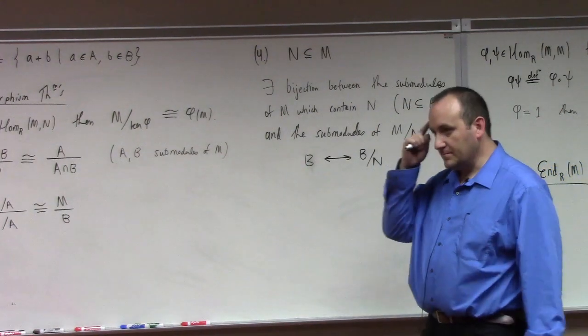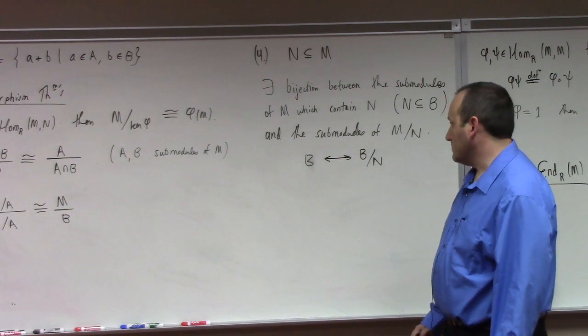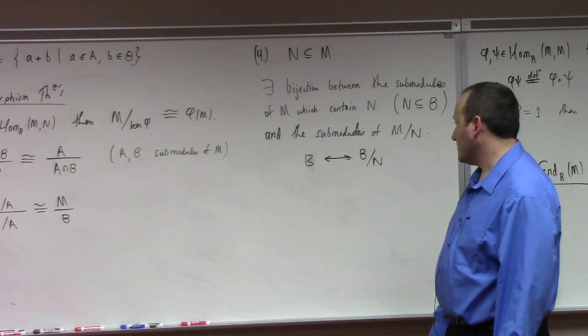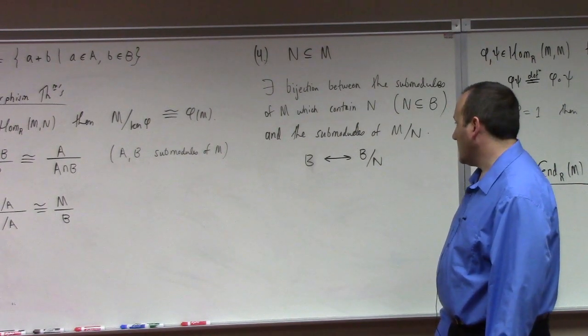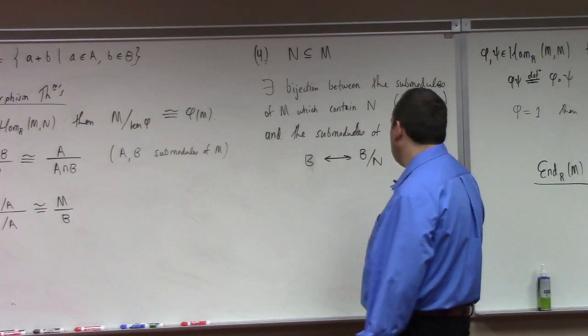I'm just making sure: bijection, that would mean then it's not an isomorphism, because we're not necessarily coming up with a function or anything like that between them. But it's a bijection because there's a one-to-one correspondence between the two.